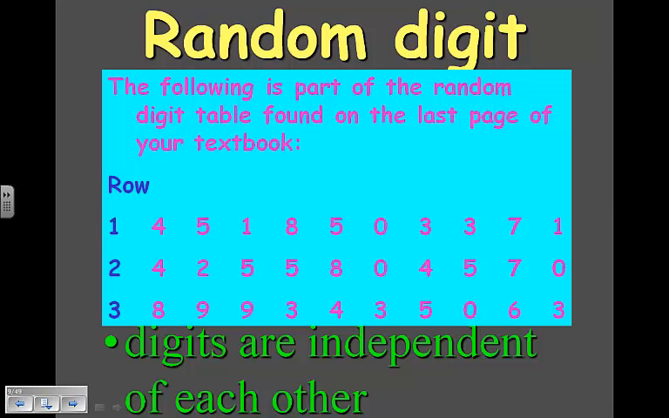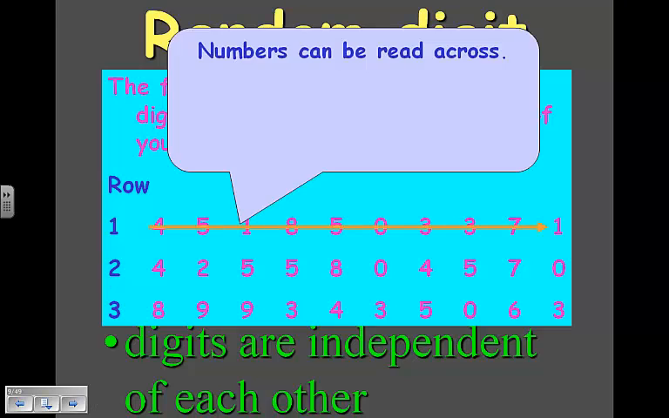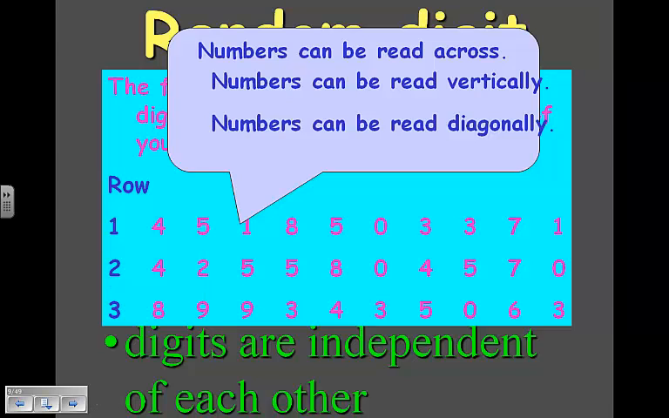The following is part of the random digit table that's on the last page of your textbook, and you can see that they have the random digits lined up across. So first, the numbers you can read across. You can read the numbers vertically. You can read the numbers diagonally. Right? You can choose how you want to go about reading them.